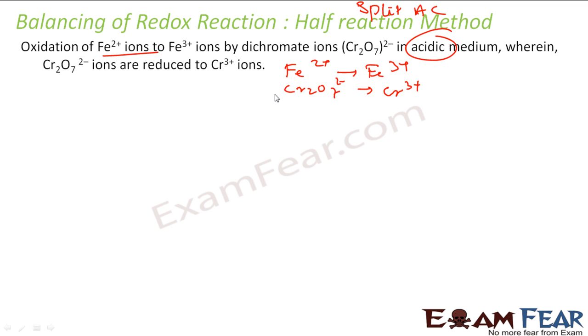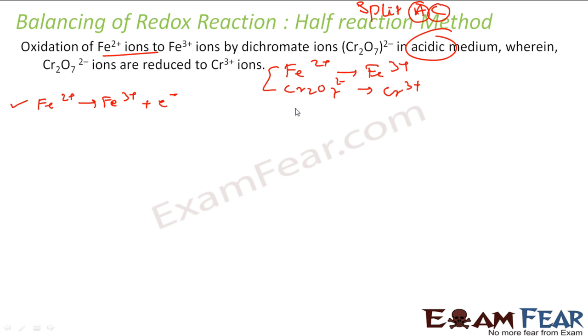Let's take the first reaction. Fe2+ gives Fe3+. Splitting is already done, because the question is given in this format. A is what? Make sure the atoms are balanced. Here we have one iron atom, so the atoms are balanced. The next is charge. Here we have 3 charge, here we have 2 charge. To balance, we add 1 electron here. Now the charge is balanced, so this reaction is complete.